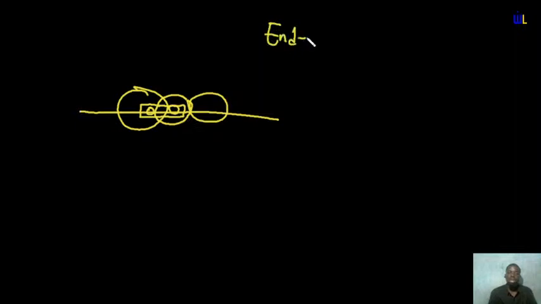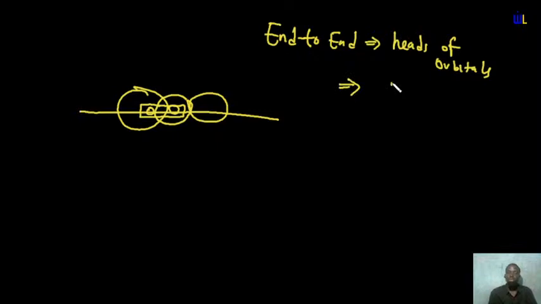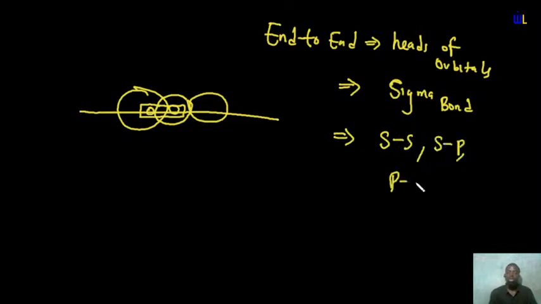Number one is end-to-end overlapping occurs at the heads of orbitals. The second point about end-to-end is that it leads to the formation of sigma bonds. The third point is that it can occur between S and S, between S and P, and between P and P. So if I'm doing an end-to-end overlapping between S and S, I'll simply draw two circles.